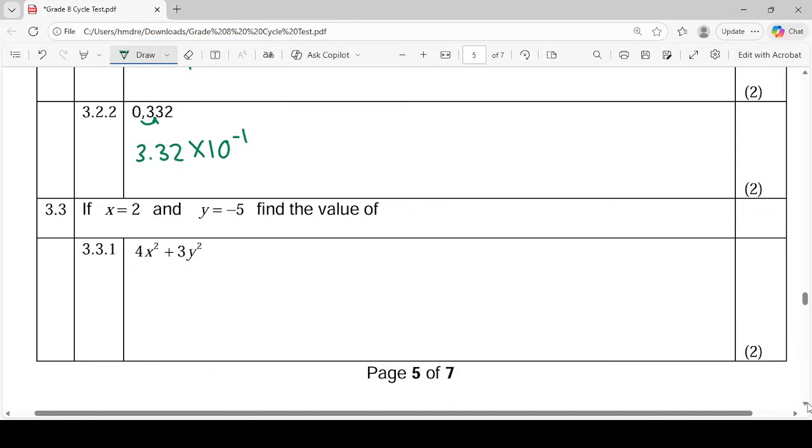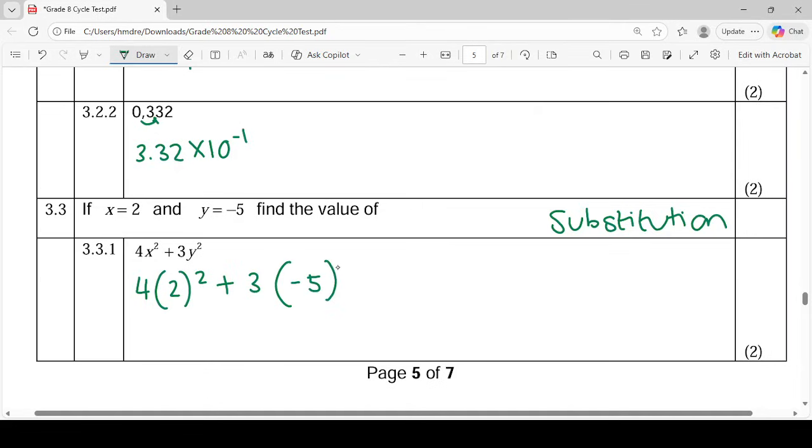Okay, now they give us a substitution question. So if you're struggling with this, that's what this section is, substitution. If x is 2 and y is minus 5, find the value of this. So all we do is sub in these values wherever we see x. So for x is 2 squared plus 3, y is minus 5 squared. And we just work it out.